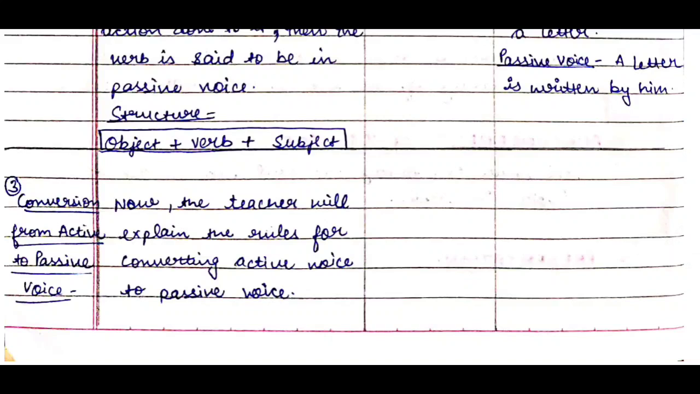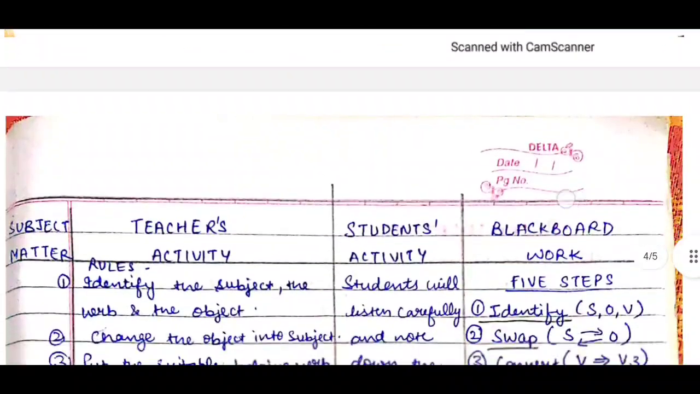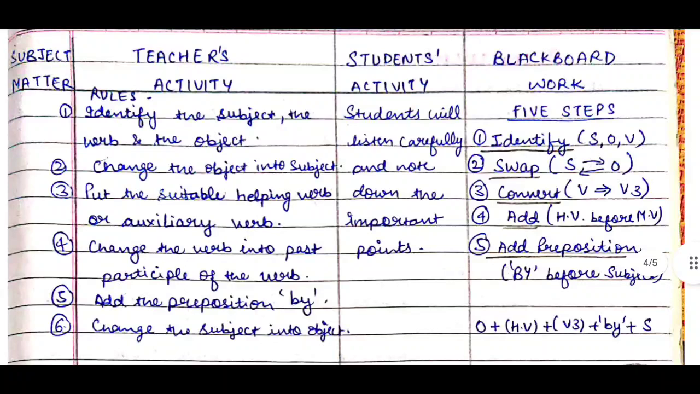Next topic is conversion from active to passive voice. Now the teacher will explain the rules for converting active voice to passive voice. Now here are the rules. First one is identify the subject, the verb and the object. Second, change the object into subject. Third, put the suitable helping verb or auxiliary verb. Fourth, change the verb into past participle of the verb. Fifth, add the preposition by. Sixth is change the subject into object.